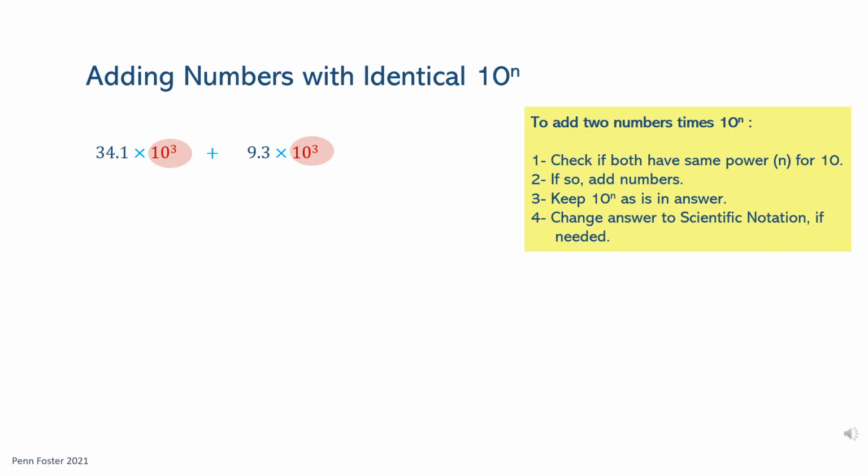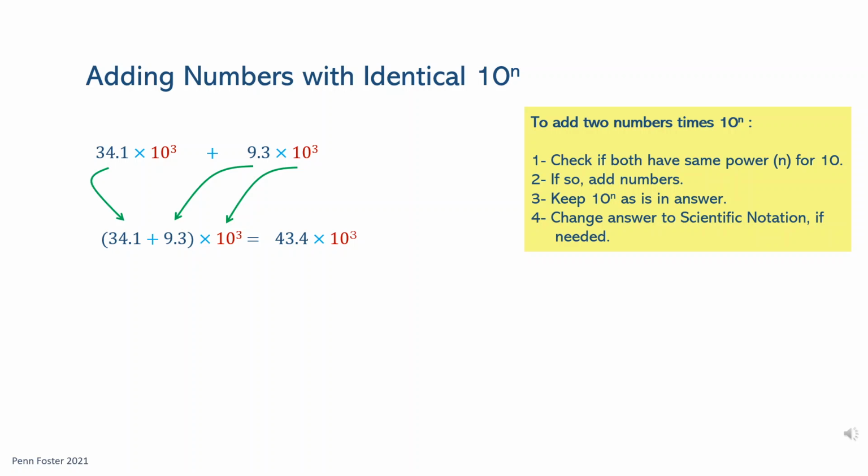Both powers are 3, then combine 34.1 plus 9.3. Bring in the exponential part of the numbers. Add, it's 43.4 times 10 to power 3.